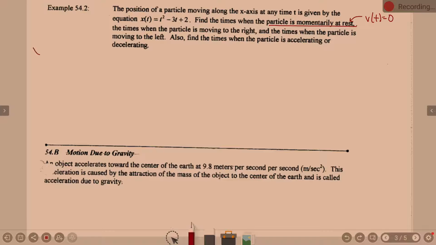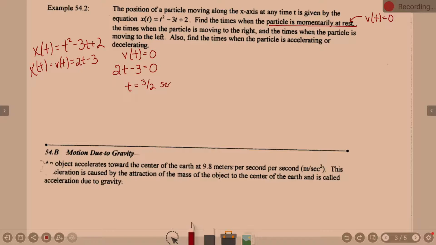So x of t is given as t squared minus 3t plus 2. You're all confident on finding the velocity, I'm assuming, right? So x prime of t, or in other words, v of t, is going to be 2t minus 3. And so when we set the velocity equal to 0, I'm setting 2t minus 3 equal to 0. And we're going to get a time of 3 over 2, and that would be in terms of seconds.